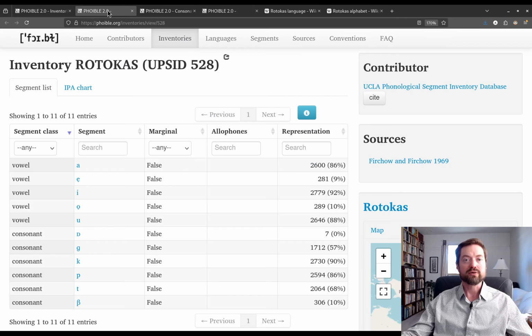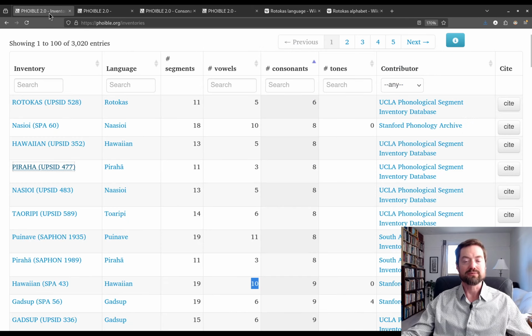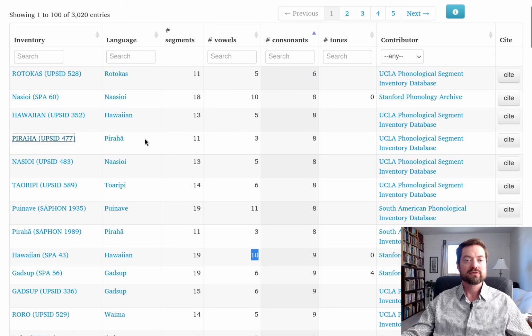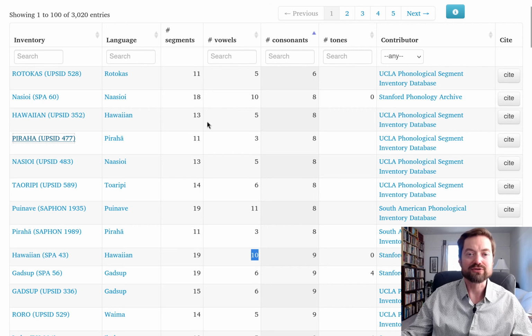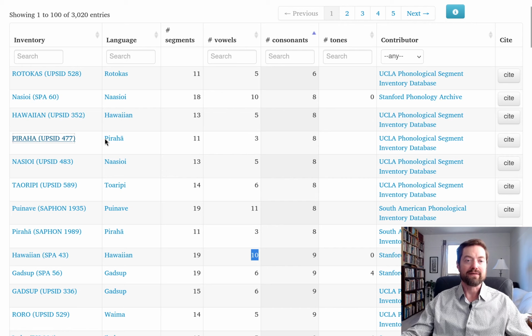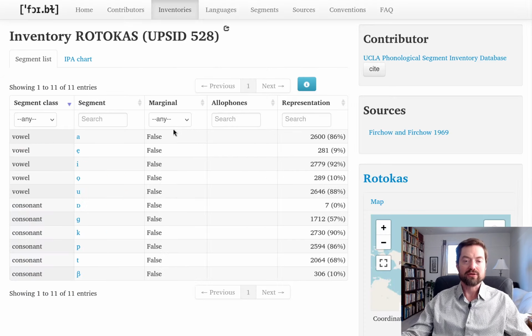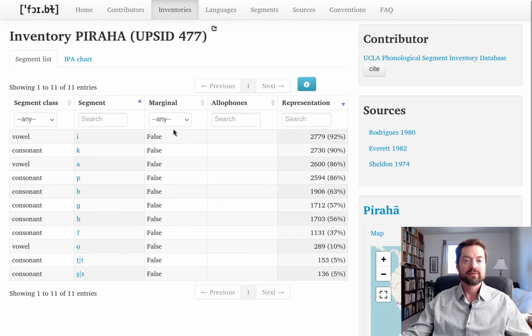But we do actually have another contender to look at, because there is another tying candidate for the least number of sounds of any language, and that is Piraha. So let's take a look at this language. Piraha. Now we have a different way of breaking things down. We're going to have only 3 vowels.